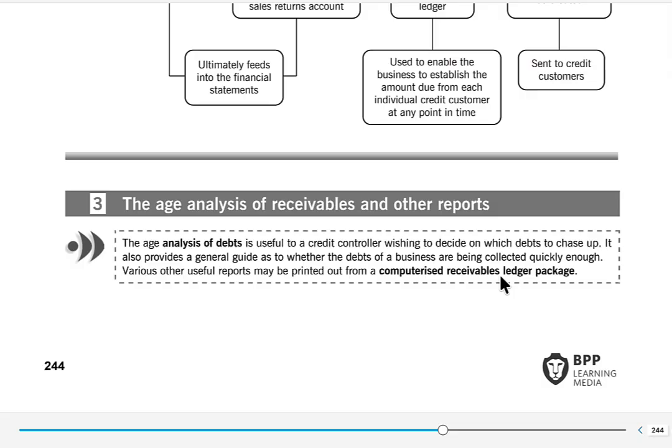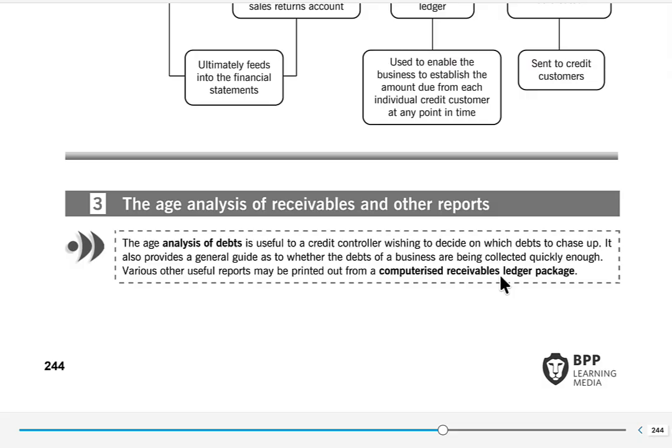Let us take them one by one, but still staying inside Lesson 3 only. Part 1 of Lesson 3. What is an age analysis of receivables? An age analysis of receivables is a report that summarizes how long customers have owed money. Think of it like this. Instead of reading every customer account line by line, the report groups outstanding amounts into time buckets, such as amounts up to 30 days old, amounts up to 60 days old, amounts up to 90 days old, amounts over 90 days old.